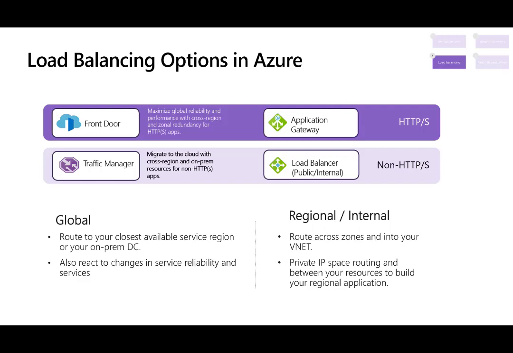So the first one, Front Door. As you can see, this is the most powerful tool of them all. This is an application delivery network that provides global load balancing and site acceleration service for your web applications. As it offers level 7 capabilities for your application, you get to use features such as SSL offload. You can use path-based routing, fast failover, caching, and many more. And you can use this feature to improve performance and high availability of your applications.